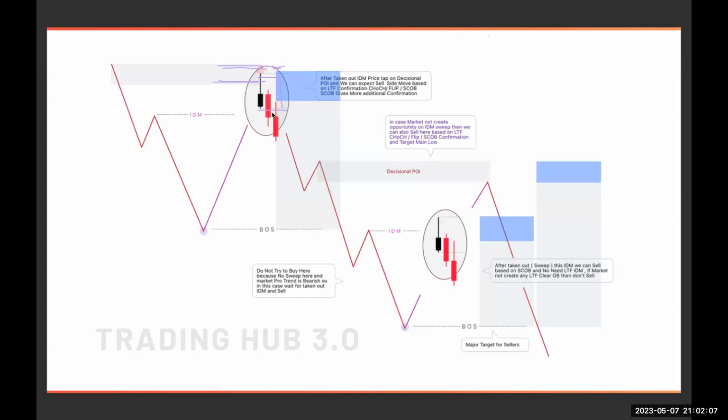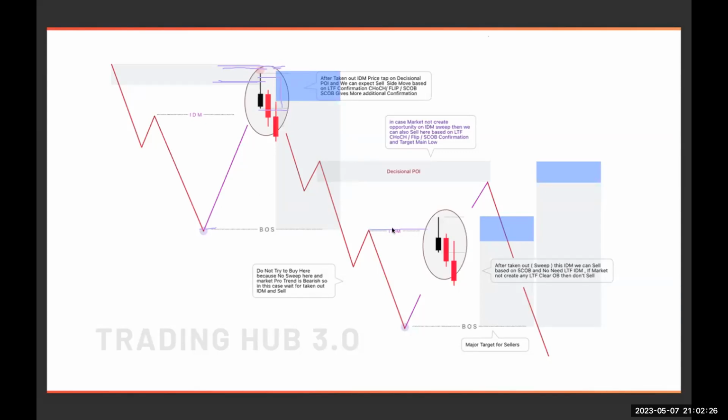So past type here gives reaction, creates single candle order block also. You can buy or sell. Also, you can buy or sell here based on flip and CHoCH, right? Here you can apply three types of entry also. Push downside, and this is the final target. Again, push downside. This one is a decisional PD.